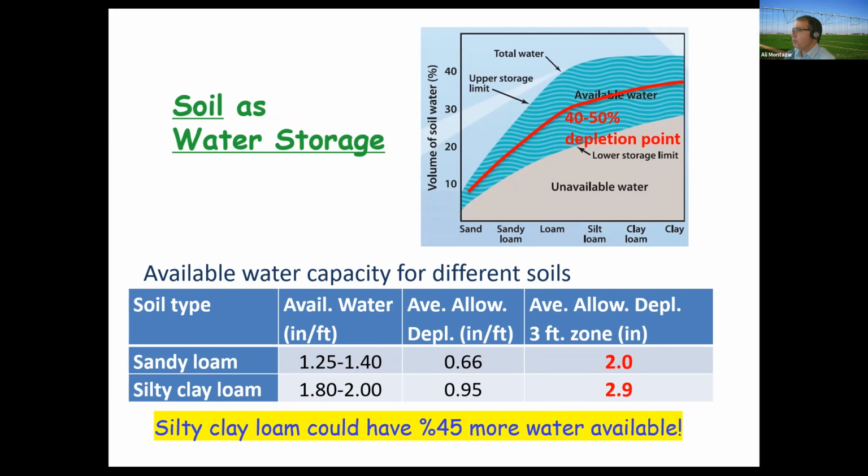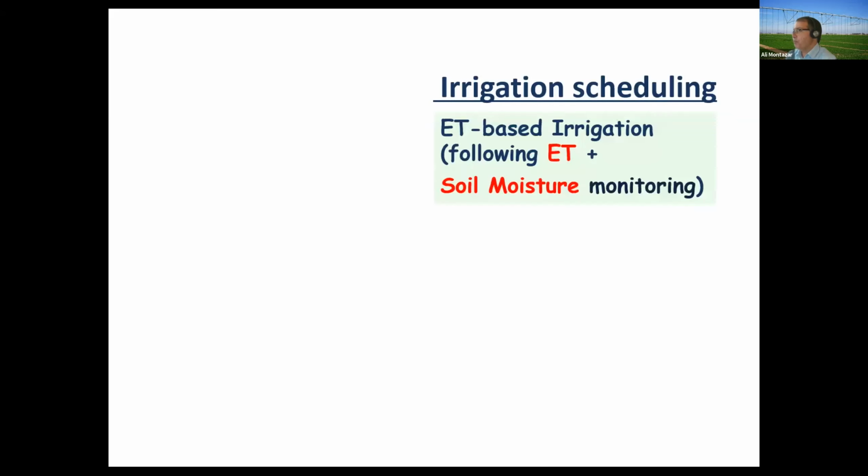And this is why we are more comfortable to manage heavier soil than sandy soil. And also, this is the reason that we should schedule more frequent and lighter irrigation events in sandy soil and less frequent and heavier irrigation events in silty or clay loam soil. This is the main difference we need to consider for irrigation scheduling.